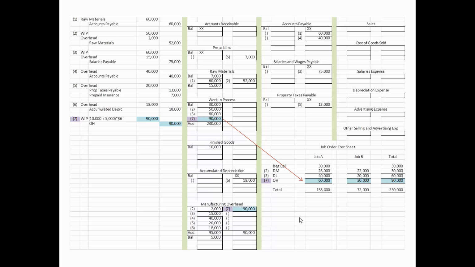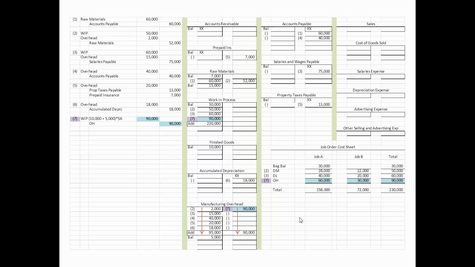We have a balance of 230,000 in work in process, and we can also see that overhead applied was 90,000 and it was recorded in job A and job B. We can see that the job order cost sheet reflects work in process.